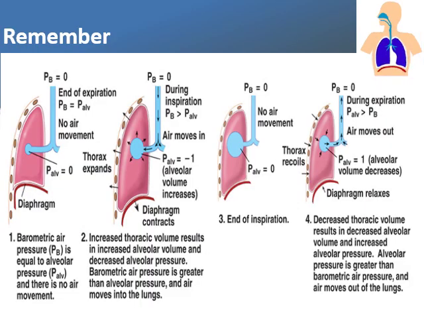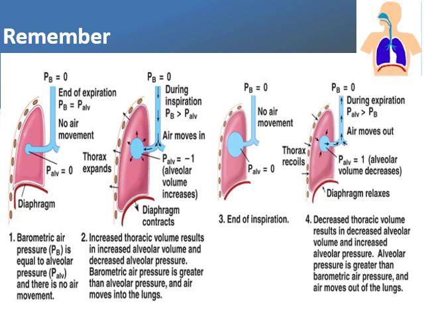So remember, the respiratory cycle starts by the end of expiration, where the atmospheric pressure is equal to the intra-alveolar pressure and there is no air movement. During inspiration, the increased thoracic volume results in increased alveolar volume and decreased intra-alveolar pressure. The atmospheric pressure is greater than the intra-alveolar pressure and air moves into the lung. When air moves into the lung, the intra-alveolar pressure equals the atmospheric pressure again at the end of inspiration.